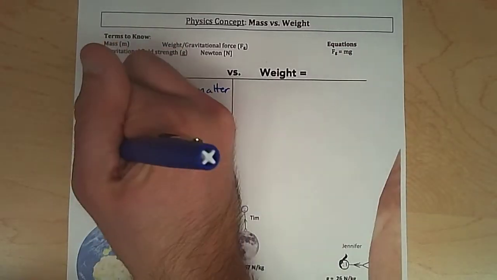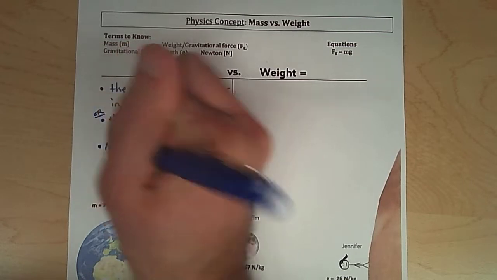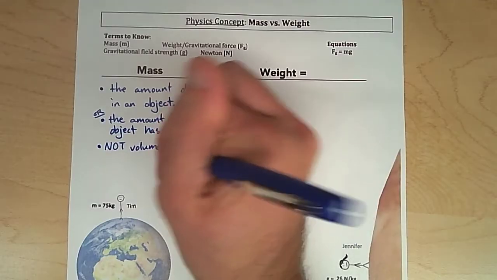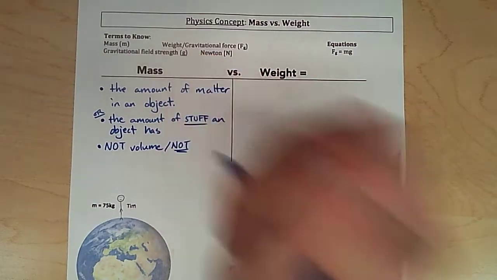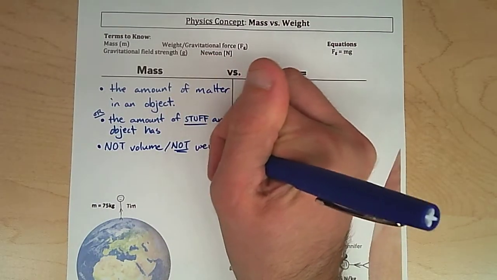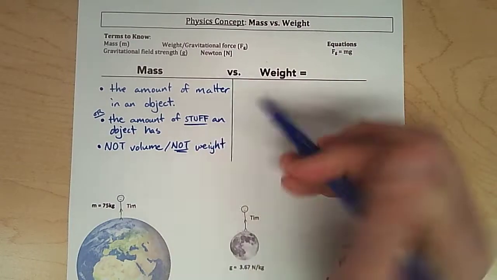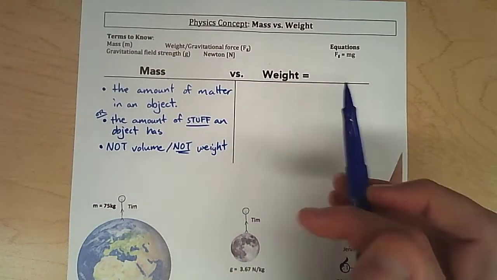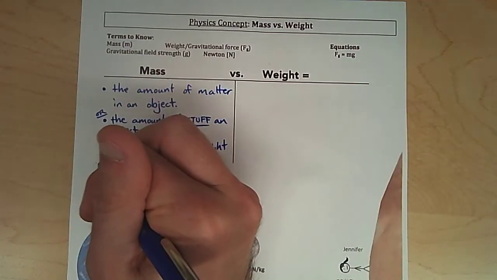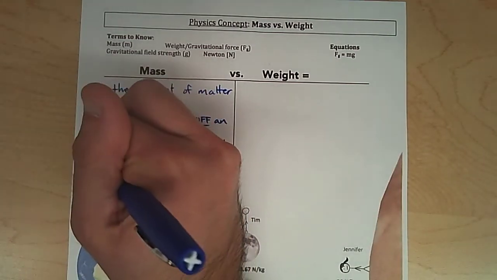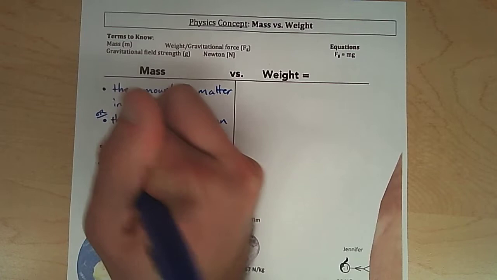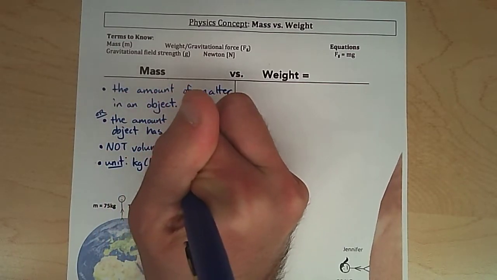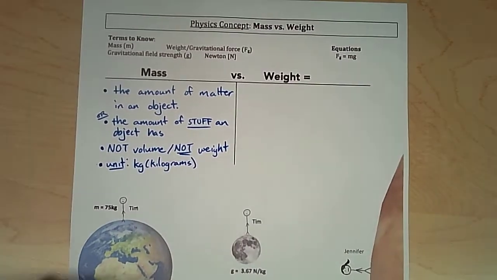All right, so these are things that mass is not. It is not volume. And it is not weight. So, line down the middle right here, definitely related to these two, but mass is not weight. Super important. Our unit of mass, and we've talked about this before, is kilograms. kg stands for kilograms. All right, so that's mass.